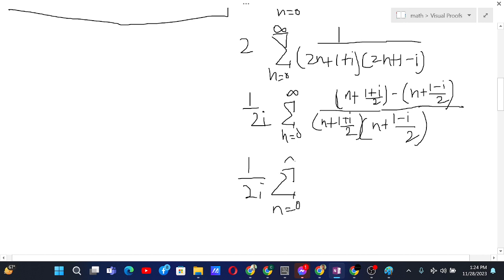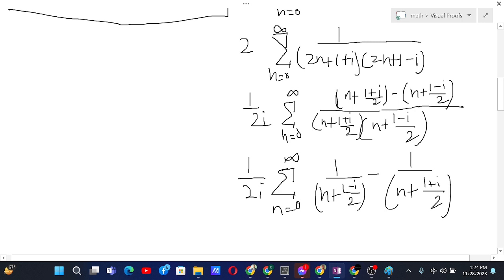1 by 2i summation from n equals 0 to infinity of 1 by n plus 1 minus i by 2, and then minus 1 by n plus 1 plus i by 2. Okay, so now since we have these partial fractions, we'll construct the use of the digamma function for the manipulation.